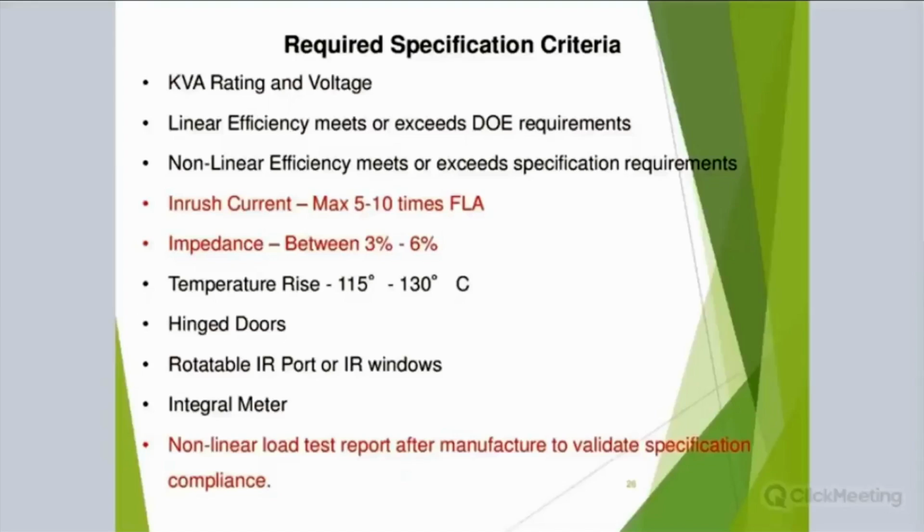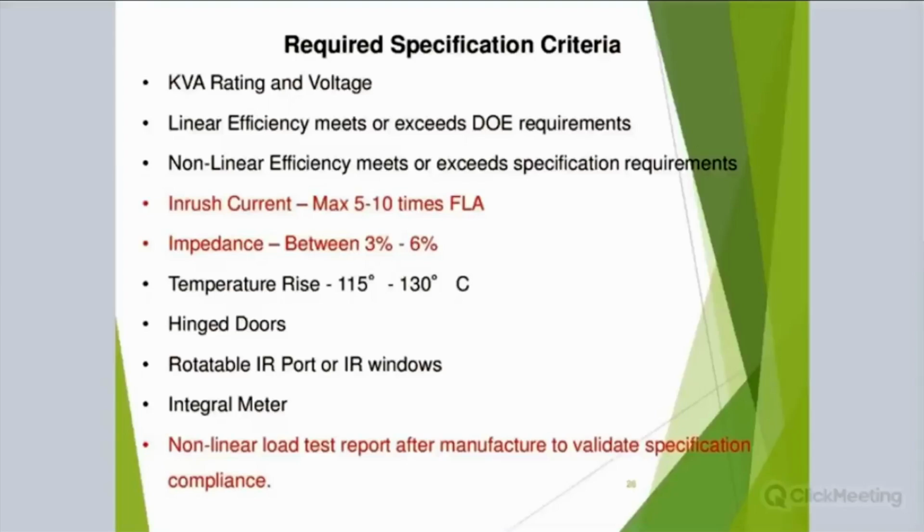Ideally, you want to require it to exceed DOE, not just be the bare minimum. What is the nonlinear efficiency of that transformer? If they don't want to provide you that information, then typically a manufacturer is hiding something. They don't want you to know. So just keep in mind, what is the real world application going to do as far as my efficiency of that product?